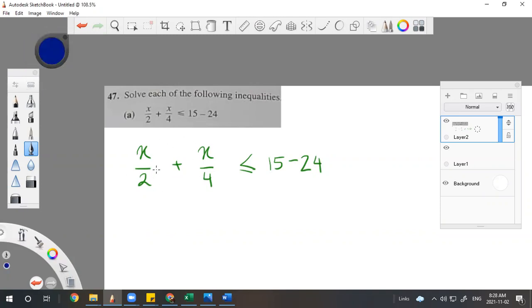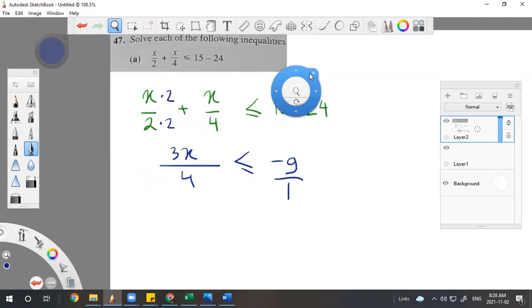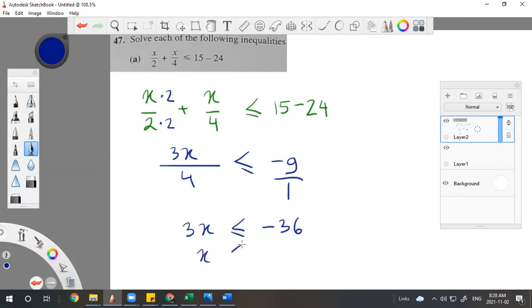Oke, kita bikin dulu ya number 2. Number 47A. Ini inequality. Ya udah, the denominator is still different, right? Times 2, times 2. Okay, so over 4, 2x plus x, 3x. Beres. Right, and then less than equal to negative 9. Udah, tinggal over 1 kan. Cross multiply. Okay, do the cross multiplication. Less than equals to negative 36, right? So x is less than equal to negative 36 over 3. Simple ya, ini gampang.